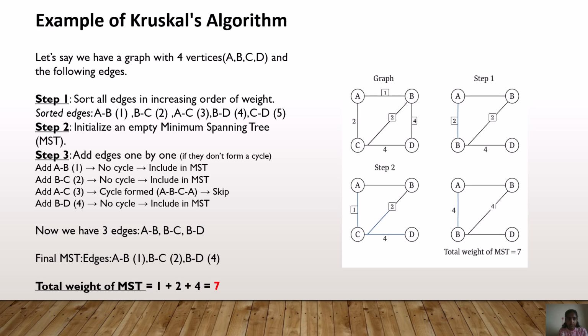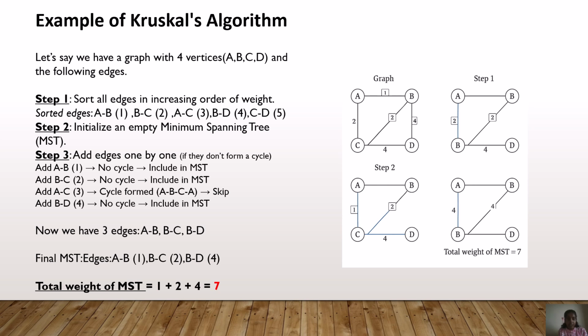Example of Kruskal's algorithm. Here's a simple example of Kruskal's algorithm using a small weighted undirected graph. We have a graph with four vertices A, B, C, D and the following edges. Step 1. Sort all the edges in increasing order of their weight. Now we have the sorted edges as A to B with weight 1, B to C with weight 2, A to C with weight 3, B to D with weight 4 and C to D with weight 5.